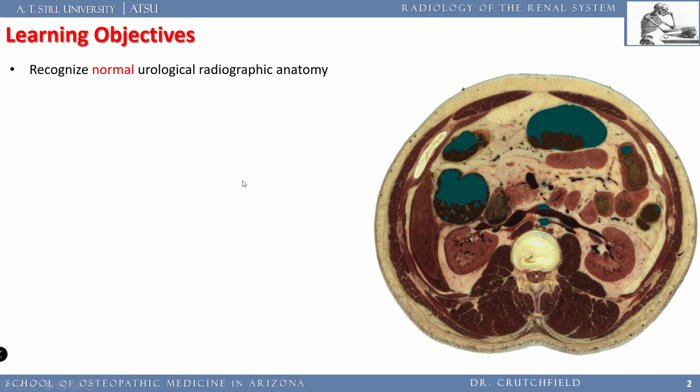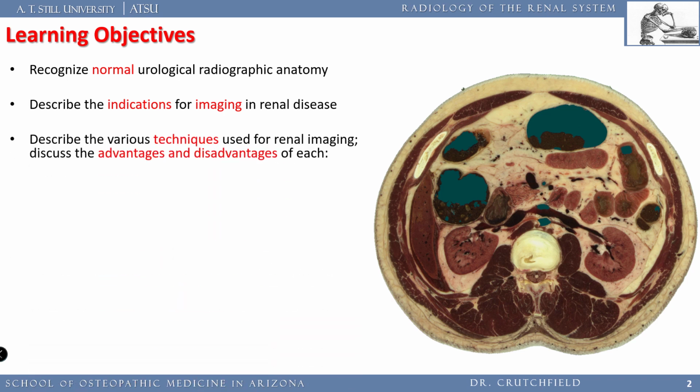So, some of our learning objectives: you should be able to recognize some normal urological radiographic anatomy. You should be able to describe the indications for imaging in renal disease and to talk about some of the various techniques that we use when we image the retroperitoneum and the kidneys. And you should be able to discuss the advantages and disadvantages of ultrasound, CAT scan, MRI versus MR angiography, i.e. MRA. What is a KUB versus an abdominal film?